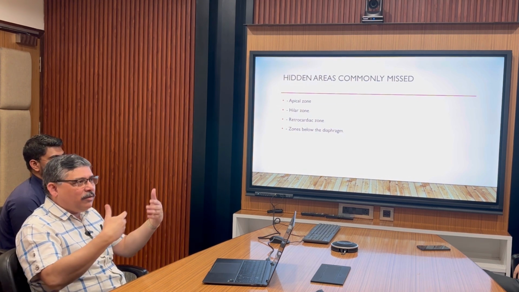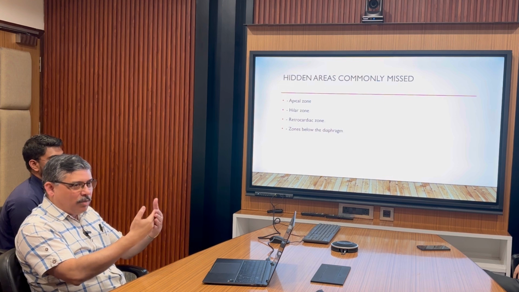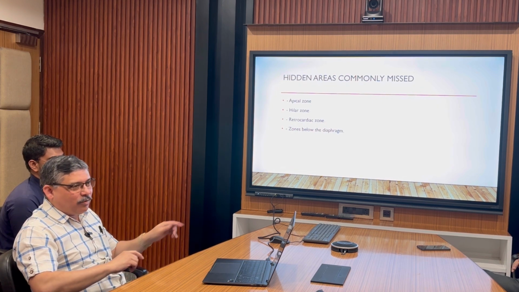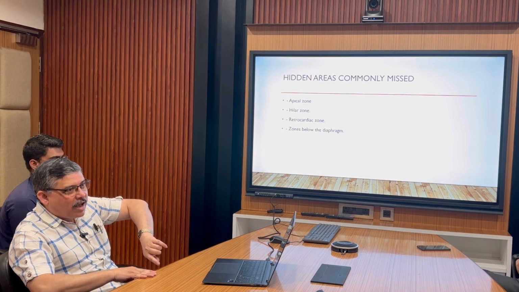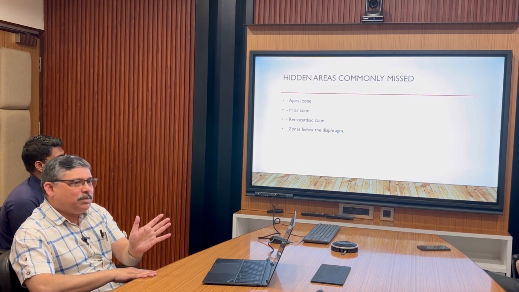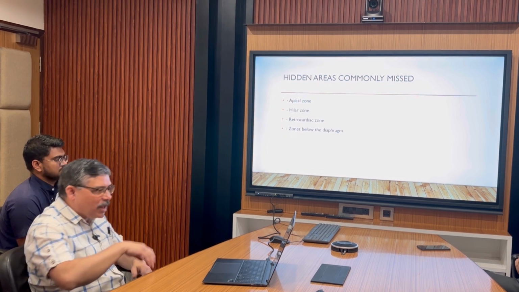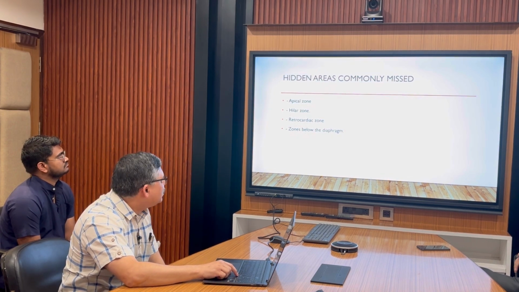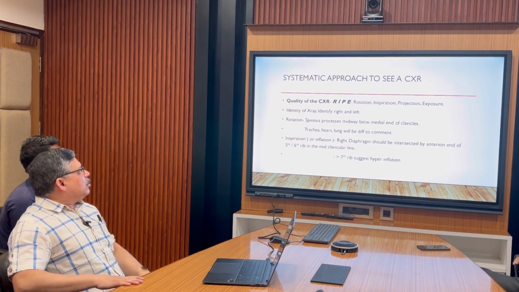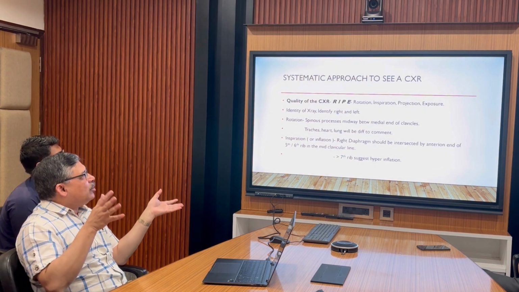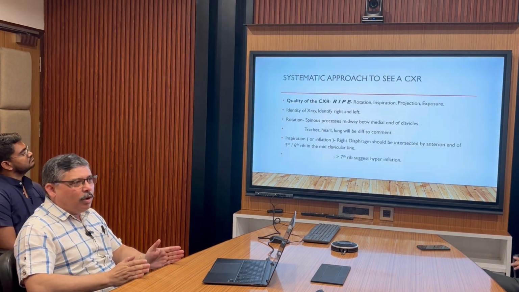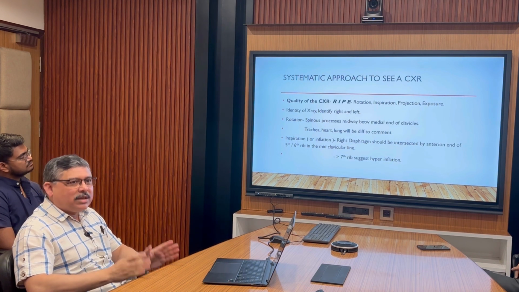Below the diaphragm is very difficult to see on a PA view or AP view. A lateral view, I will show you, will very beautifully delineate where the diaphragm and the retro-diaphragm spaces are. So these are the hidden areas which you should know to see. A systematic approach to an X-ray is the crux of the whole thing of seeing an X-ray.